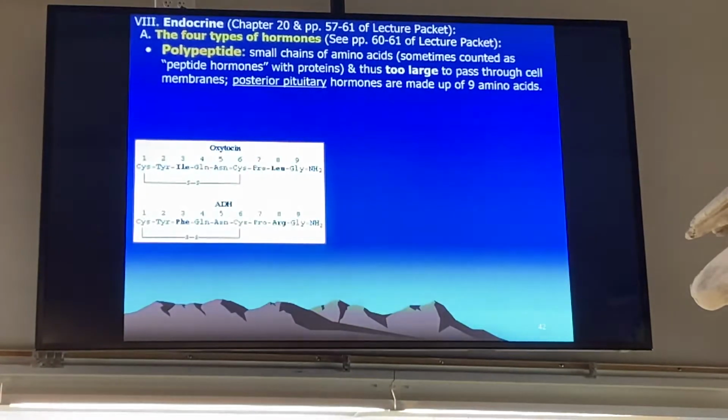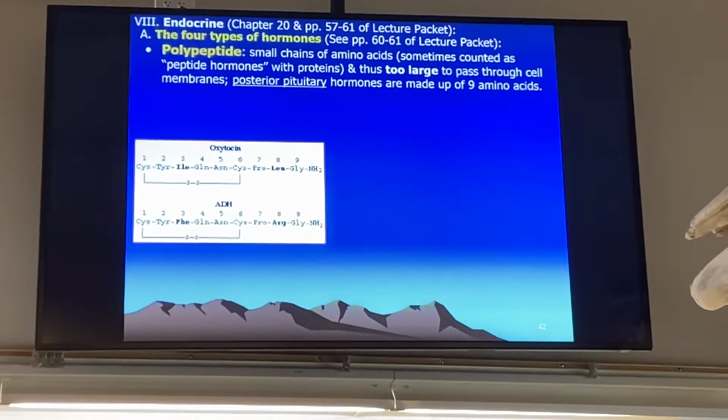All right, then we can get several amino acids together, but it's still rather small. But even though it's small, it's already too big to pass through cell membranes. And here's 2 good examples of polypeptide hormones. These come out of the posterior pituitary. They're only 9 amino acids long. Can you see that?